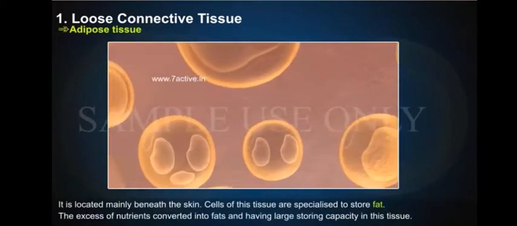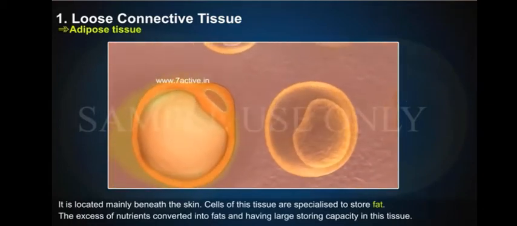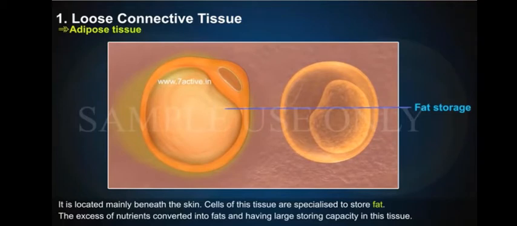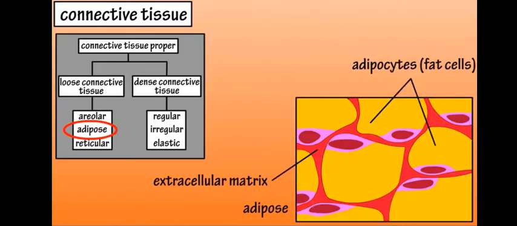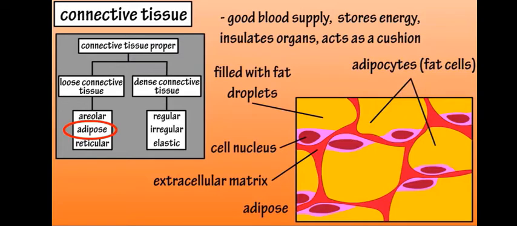Adipose tissue is located mainly beneath the skin. Cells of this tissue are specialized to store fat. Excess nutrients are converted into fats, and this tissue has a large storing capacity. Adipose connective tissue is also highly vascularized, and it is comprised primarily of adipocytes, which are fat cells and have very little extracellular matrix. Adipocytes are filled with fat droplets, which push the nucleus toward the plasma membrane.